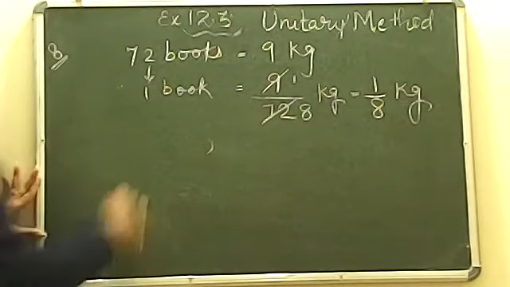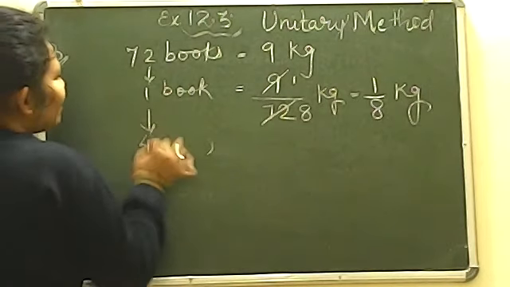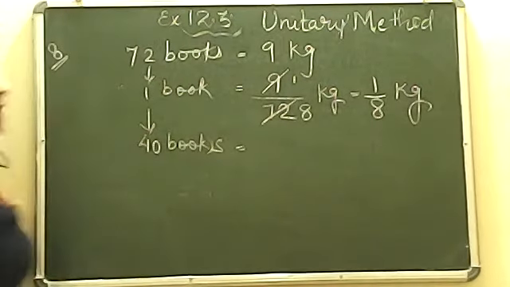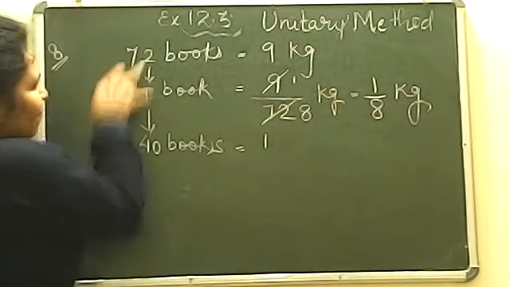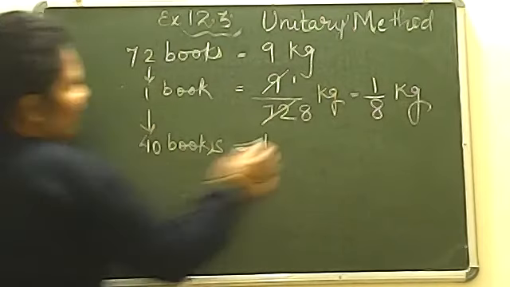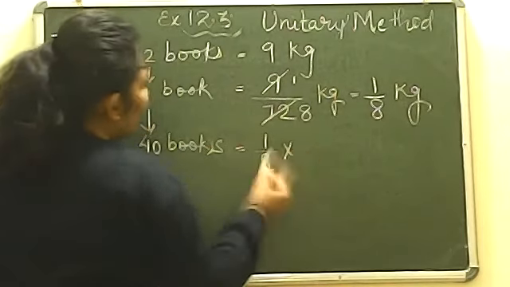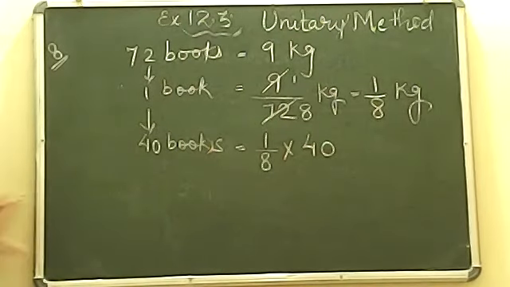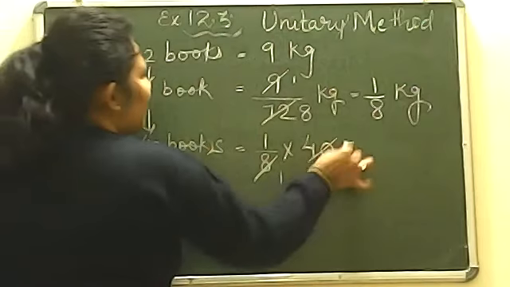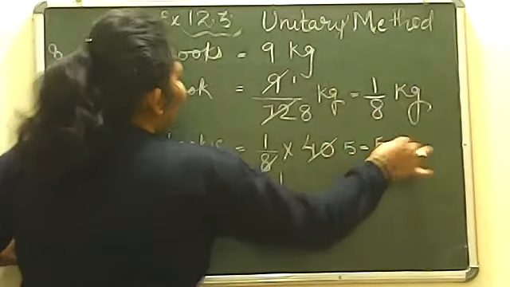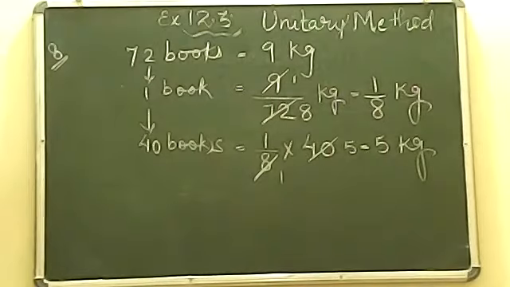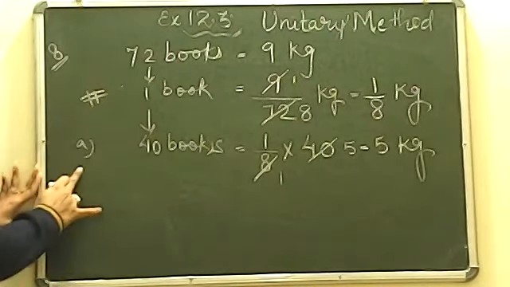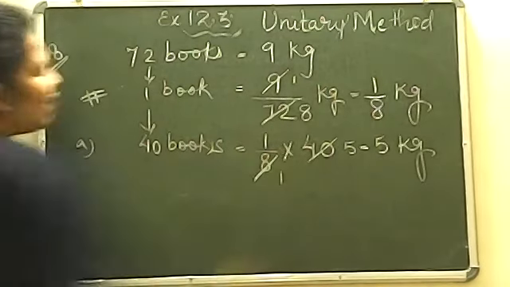Now how many books is it asking? It is asking 40 such books. So 40 books means you will now be doing many to one. We have done one to many, which is multiplication. So 1 by 8 multiplied by 40 books. Now you will solve it. 8 ones are 8, 8 fives are 40. So we have the weight 5 kg. So this is our first part, which means 40 books will weigh 5 kg.